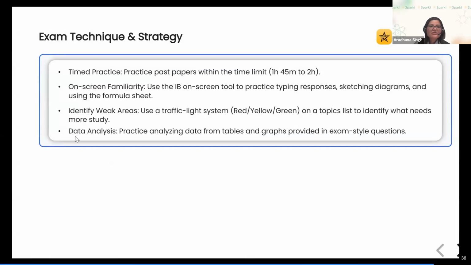Now, these are some strategies I would like to discuss with you. Timed practice. I want you to go and download some past paper questions so that you can check the time management, whether you are able to handle all the questions from first to last in the 2-hour time limit or not. Prefer to set a timer when you start handling a past paper question, and try to answer all the questions in 1 hour 45 minutes so that you can save 15 minutes for revision. You should be familiar with the on screen situation. Okay.